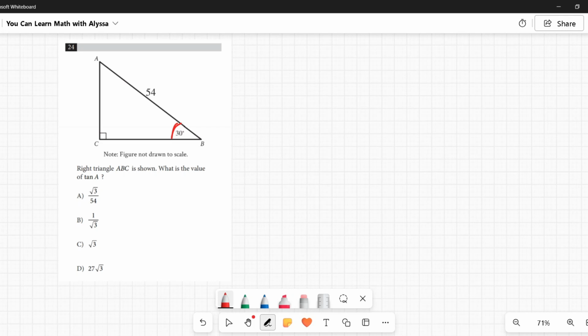Okay, so for a 30-60-90 triangle, which is what we have here, this is the 30, there's the 60. Man, I can't draw on a screen or write on a screen today to save my life. 30, 60, 90, and this is 54.